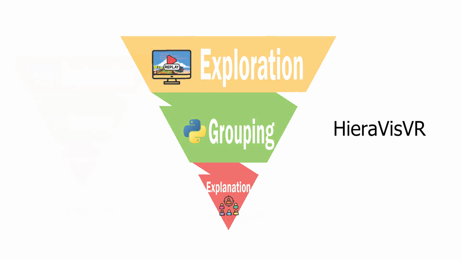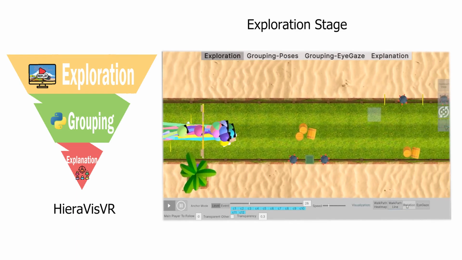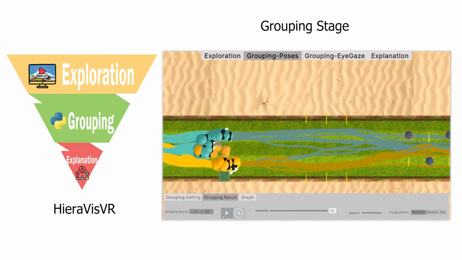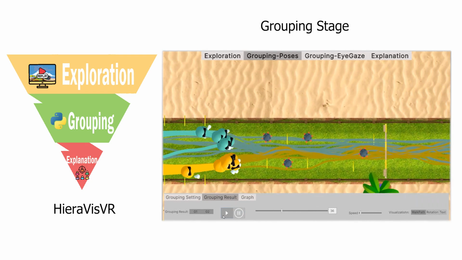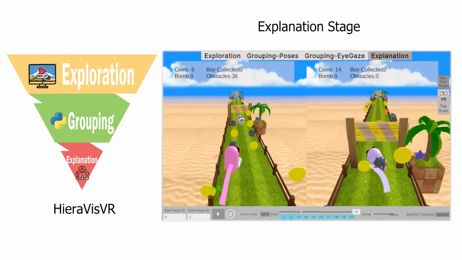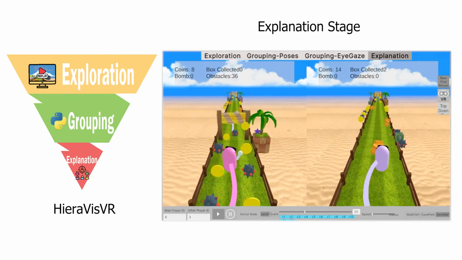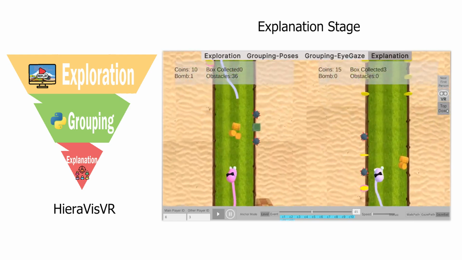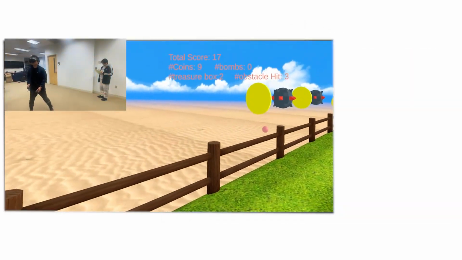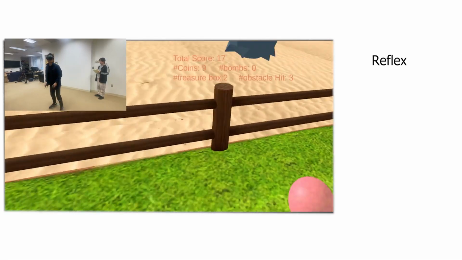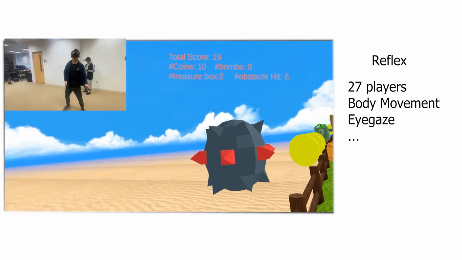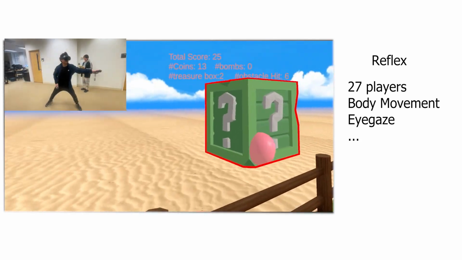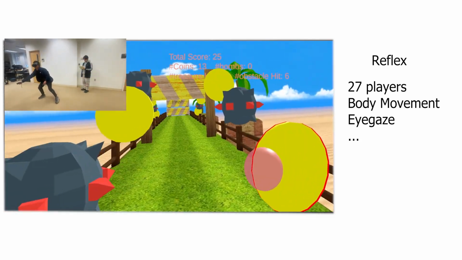It includes 3 stages: the exploration stage, which gives designers an overview of how players interact with the game; the grouping stage, which helps uncover interesting gameplay patterns; and the explanation stage, which allows designers to investigate individual gameplay experiences in detail and compare players side by side. Let's follow this hypothetical game designer who has developed this motion-based game called Reflex and collected playtesting data with 27 users. Her goal is to understand how novice players experience this game level.